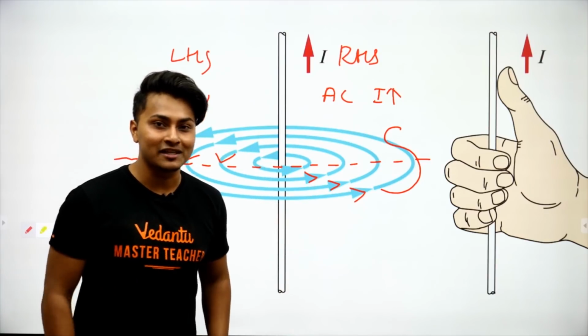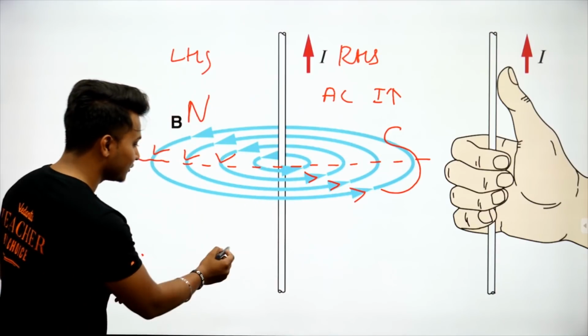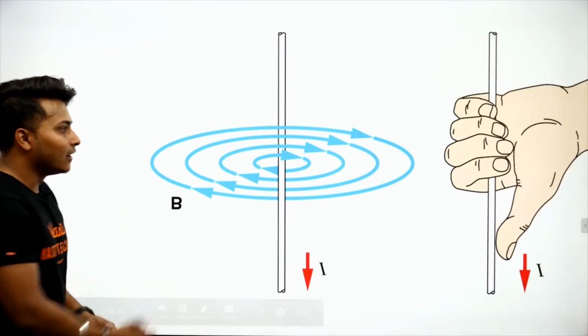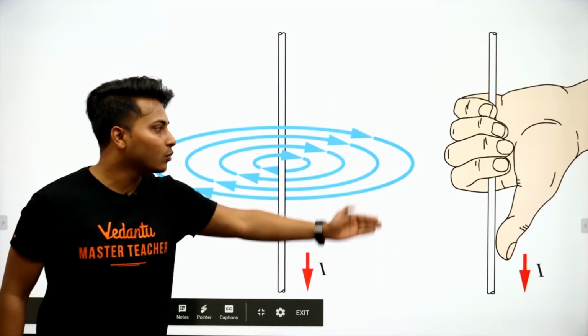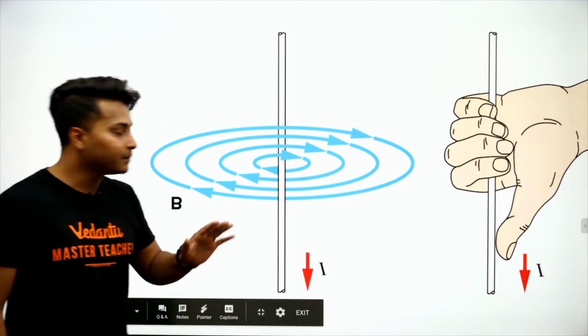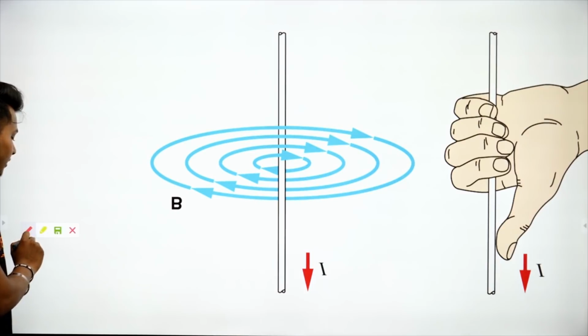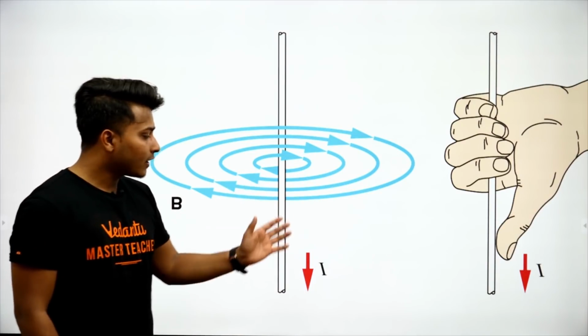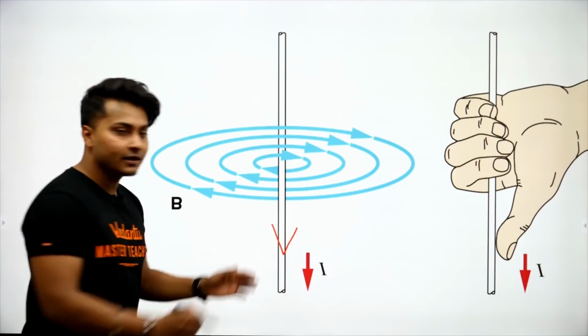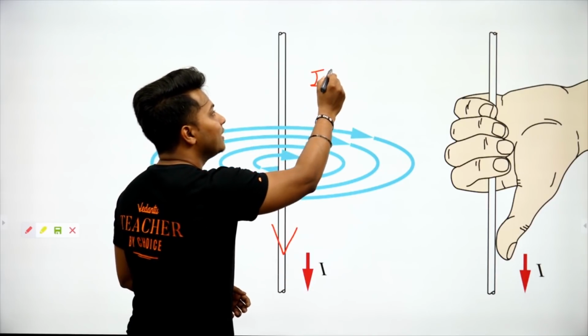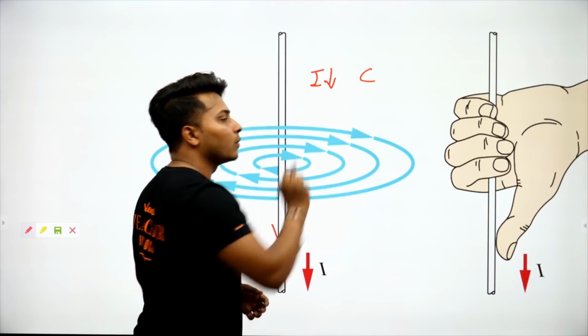As said by Christian Oersted, we are not saying anything else. So look at it very carefully. The current is now acting downward. The thumb rule is going to act downward. Simple as that. Look at it very, very carefully and try to realize what we are going through here. Now what has happened? Current is going downward. When the current is going downward, we know that the magnetic field is what? It's clockwise. We know that.